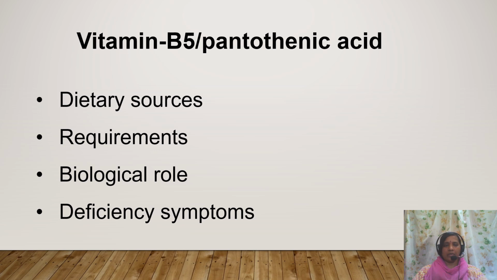So this is about vitamin B5 or pantothenic acid, wherein we have discussed the dietary sources, the requirements for different age groups, then the biological role of the coenzyme form of this vitamin, that is coenzyme A, and also the deficiency symptoms. And now let us move on to the next vitamin, that is vitamin B6.